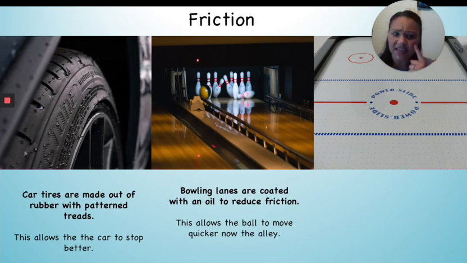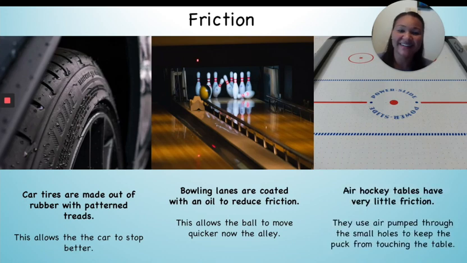That's got me thinking. I wonder if I were to coat the slide with something, if I would slide faster. That's an investigation for another day. Now, air hockey tables have very little friction. They use air pumped through small holes to keep the puck from touching the table. The less contact they have with each other, the less friction there is.